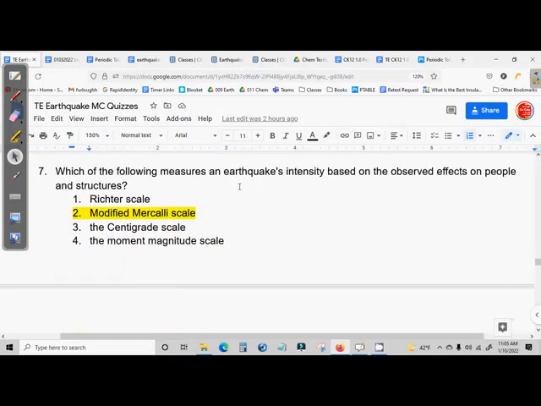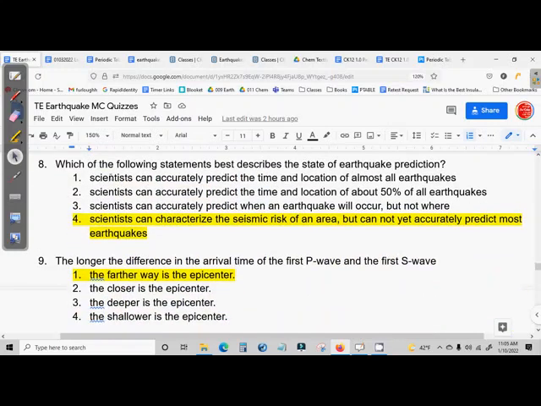Which of the following measures an earthquake's intensity based on the observed effects? That's the Mercalli scale. And we don't use that anymore because it's too subjective. Which of the following statements best describes the state of earthquake prediction? We can characterize the risk of an area, the likelihood that an area will have an earthquake. California is more likely to have an earthquake than North Carolina. Okay, but we cannot predict when earthquakes will occur.